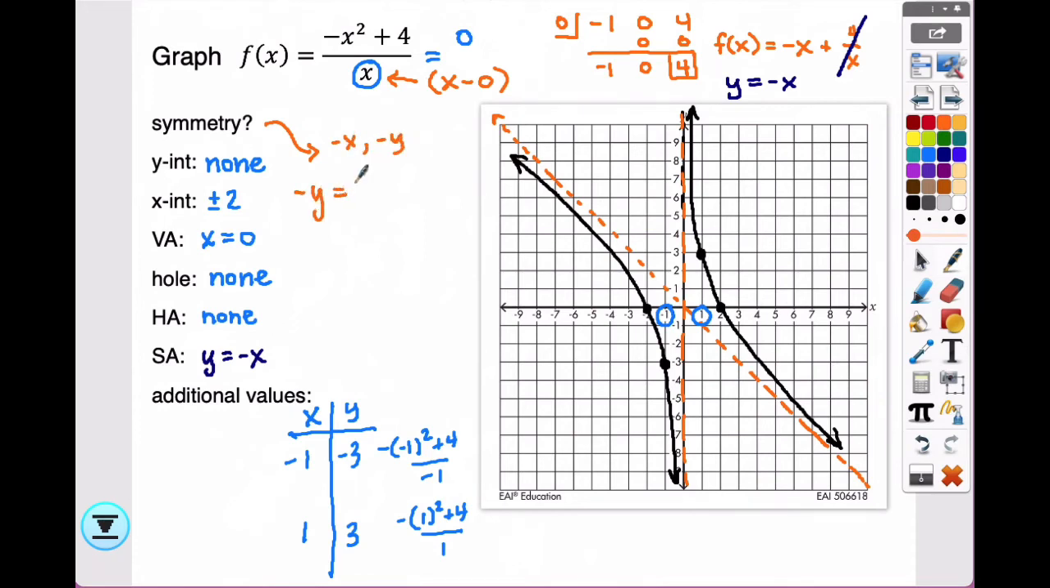So we'd have -y equals negative x squared plus 4 over -x. This would just come out as negative x squared plus 4 over negative x. And if I divide both sides by negative 1, I'll apply that to the bottom of the fraction. And it does come out exactly the same as it was. And so that proves that I've got that origin symmetry on this one. I just think those are fun looking graphs.